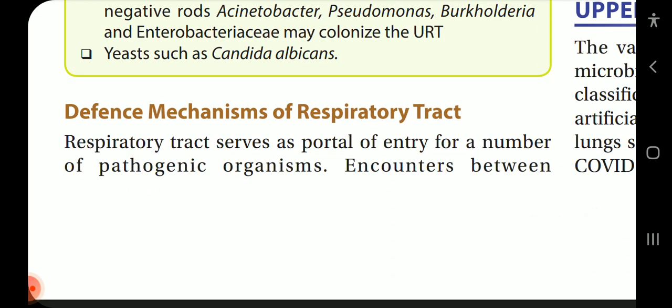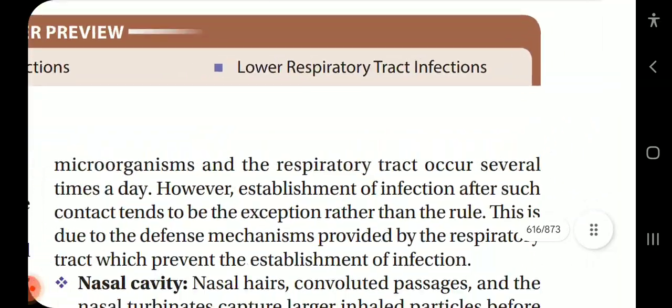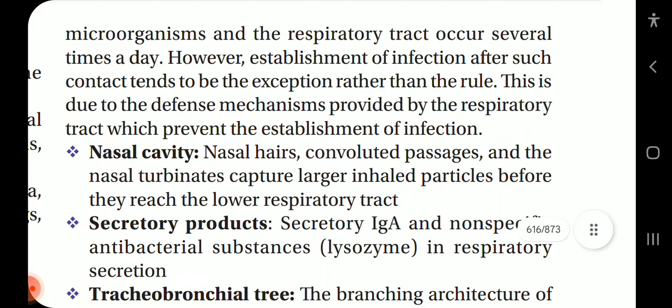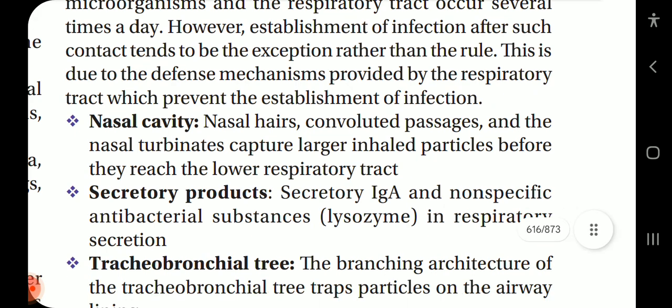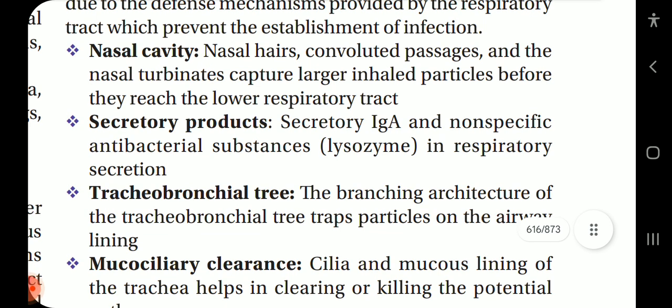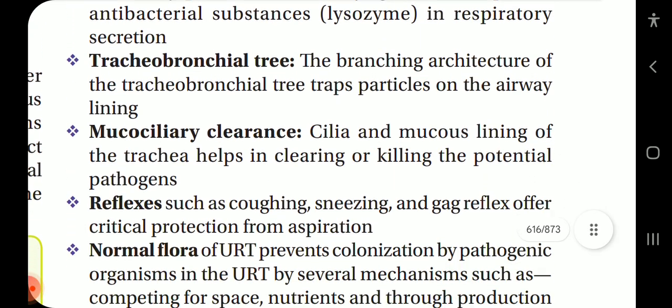Now, the defense mechanisms of the respiratory tract. The respiratory tract serves as a portal of entry for a number of pathogenic organisms. Encounters between microorganisms and the respiratory tract occur several times a day. However, establishment of infection after such contact tends to be the exception rather than the rule. This is due to the defense mechanisms provided by the respiratory tract which prevent the establishment of infection. Nasal cavity: nasal hair, convoluted passages and the nasal turbinates capture large inhaled particles before they reach the lower respiratory tract. Secretory products: secretory IgA and non-specific antibacterial substances, lysozyme, in the respiratory secretion.